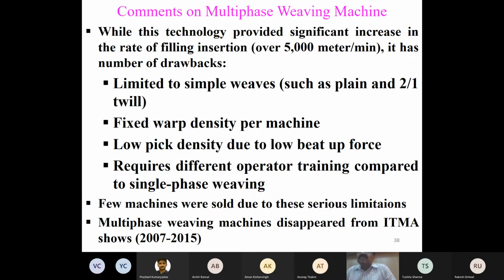Number one, the technology is limited to only simple plain weave or two up, one down twill. You cannot make any complex weave design in this machine or in this technology. Obviously, the question arises why.